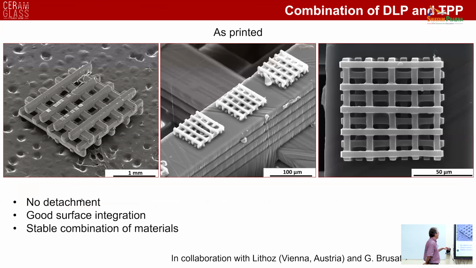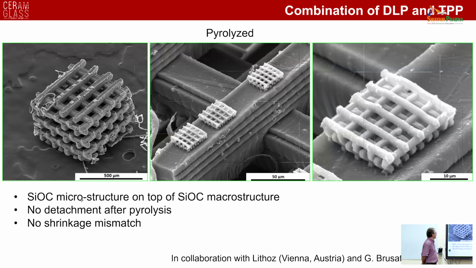by combining these 2 technologies, we were planning and aiming at achieving the best combination of characteristics. So basically what we did was to take a 3D printed part and build the same structures on top of that using 2-photon polymerization. And this is as printed, there's no detachment, good surface integration, and stable combination of materials. And after pyrolysis, since the material for the base scaffold and the surface features was the same, we have the same shrinkage, and there's no detachment after pyrolysis, no shrinkage mismatch.